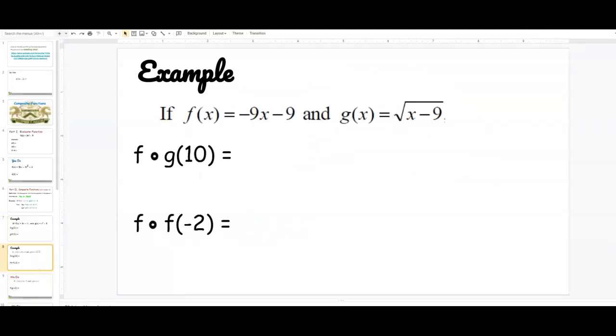Next one, let's practice one more. So here, equation f. You don't need to look at it, but you need to know negative 9x minus 9 is representing f. But you can erase it to not let it confuse you. Equation g is this, square root of x minus 9. Okay? So our first question is f of g of 10.